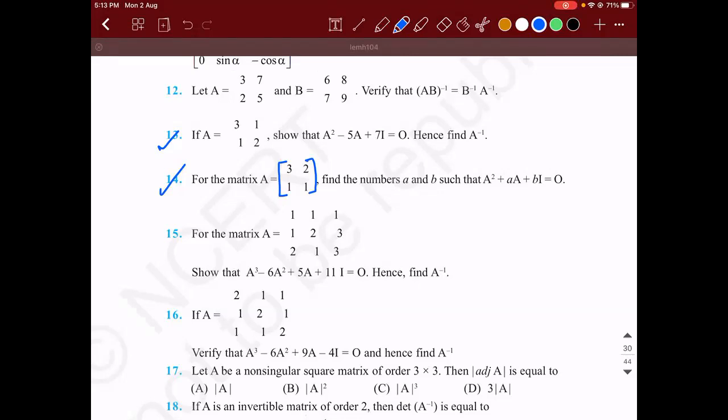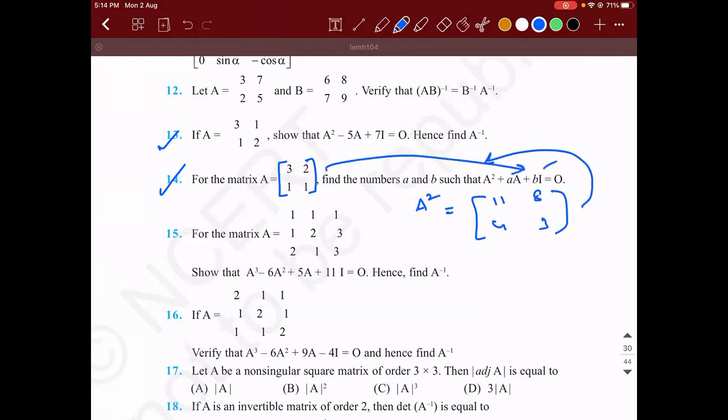So first, what are we supposed to do? Can you guys tell me the steps to be followed? First, find A squared. What is A squared? What did you get? 11, 8, 4, 3. Take this and substitute it here. Take A and substitute it here. I is 1 0 0 1. Substitute, add everything. You will get one matrix. What is it that you are going to get on the left hand side?